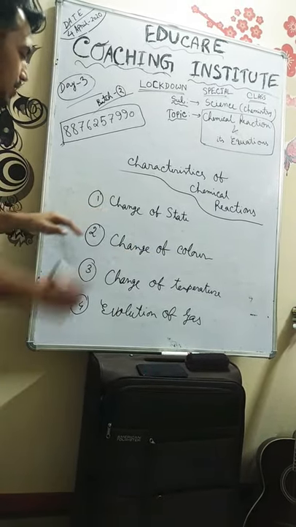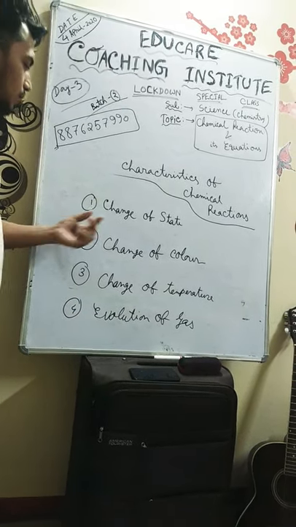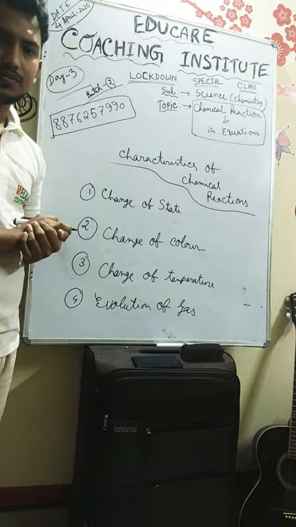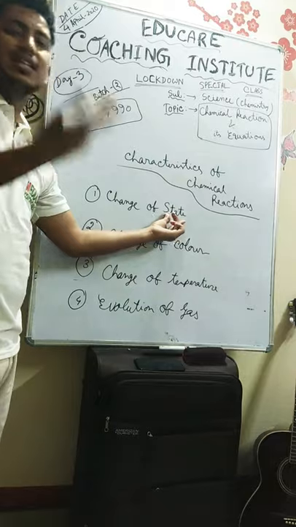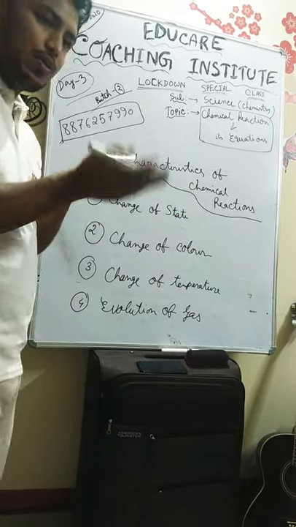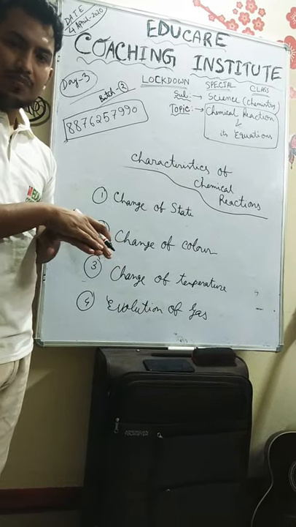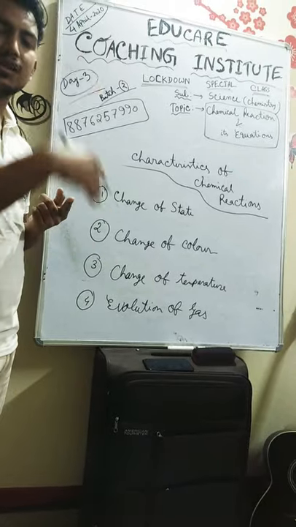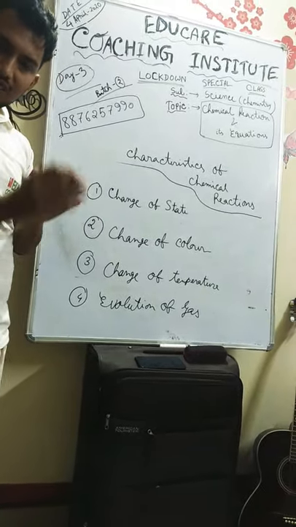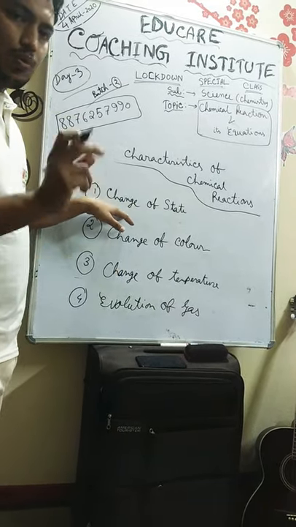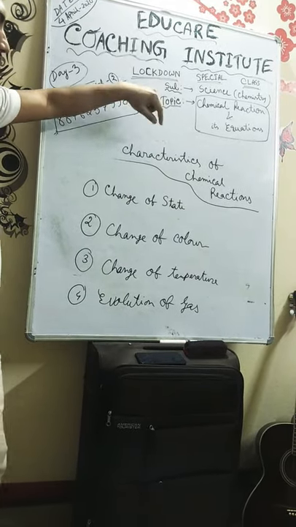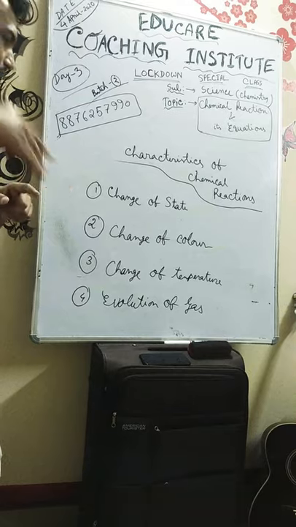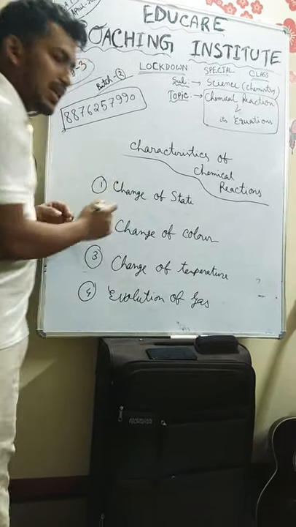Okay. Now see. So what is this change of state? If we react two substances to form a new product, and in this process of chemical reaction, if the state changes, what state were the reactants in? If that state changes to another state or new state, that is called change of state. And if this thing happens, then we can confirm that this is the sign of chemical reaction. We'll go through some examples in the upcoming classes. Now we're giving the introduction parts only.